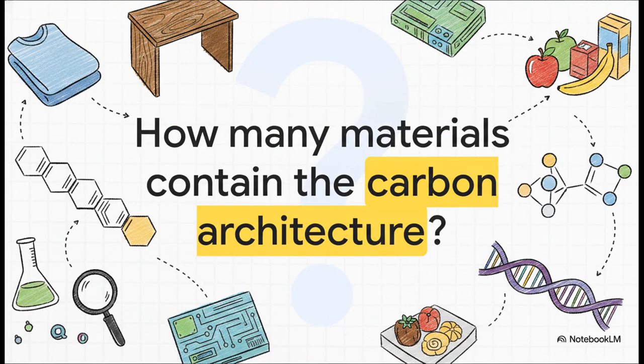To wrap up this explainer, I want to leave you with a thought. Look around your room right now. Your clothes, the wood in your desk, the plastics in your computer, the food in your kitchen, even the DNA in your very own cells. How many of those materials contain this exact same hidden architecture of carbon? Well, the answer is practically all of them.